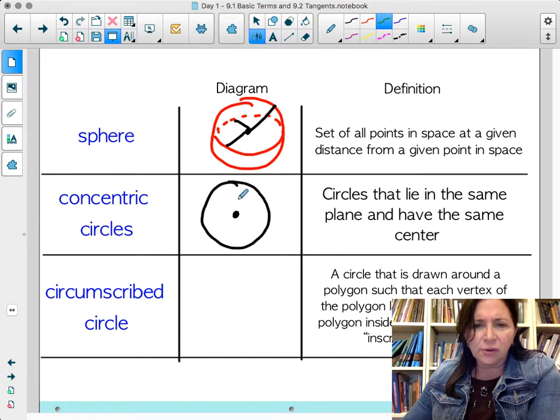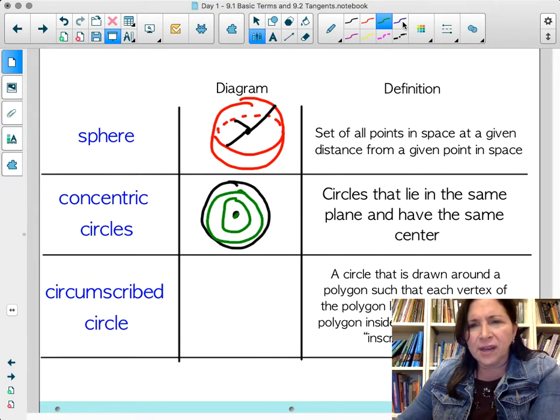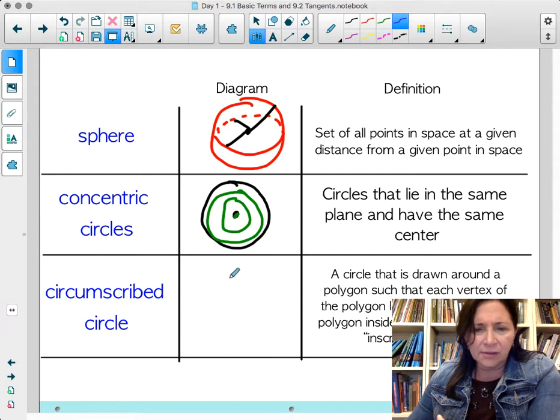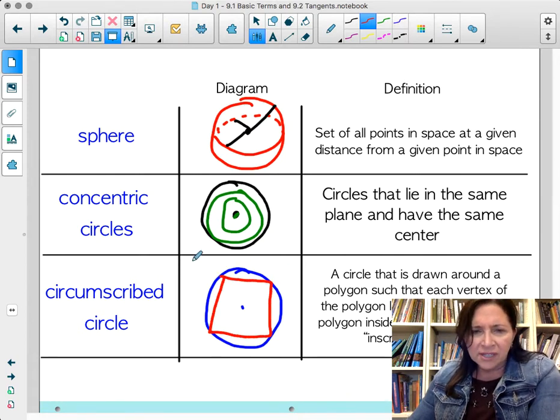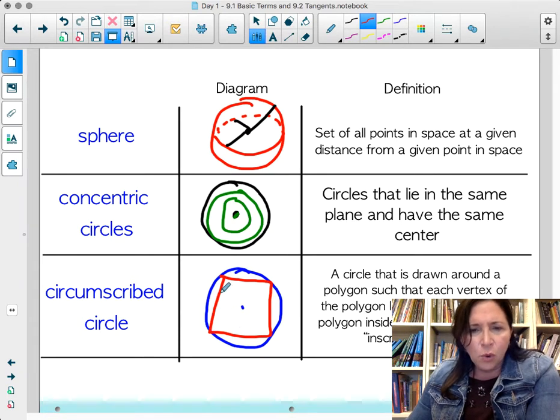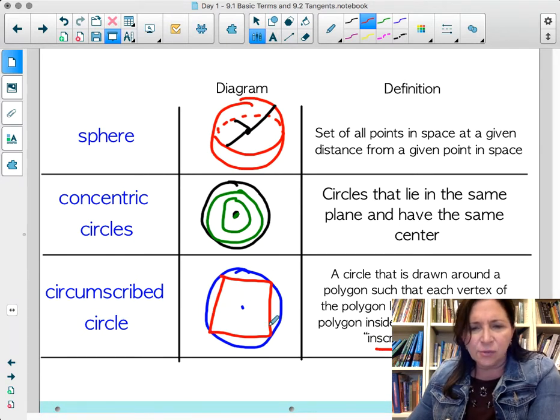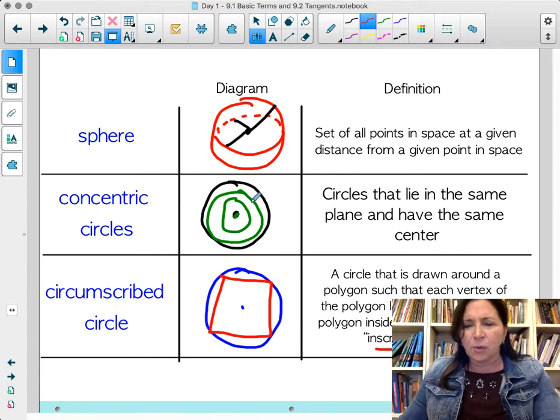So a concentric circle is sort of like a target, okay? It's a circle that has the same center as that. Now, circumscribed circle goes hand in hand with an inscribed shape. So basically, I could have a circle like this, and I could have a shape inside. Let's just say it's a four-sided figure. You would say the circle is circumscribed about the four-sided shape, or you could say the four-sided shape is inscribed within the circle. So you can say this two separate ways.